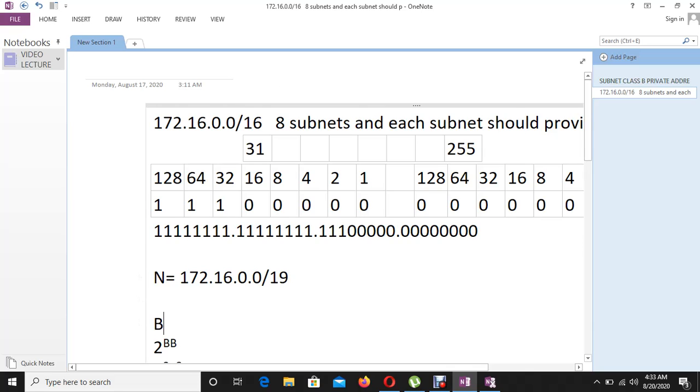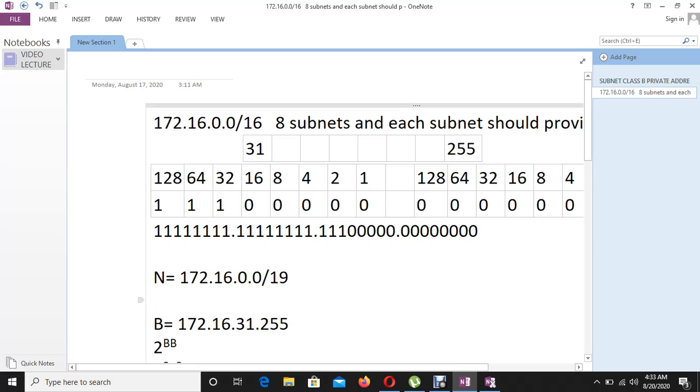Now we get the broadcast address right here. The broadcast address for this network would be 172.16. Well, it's not going to be 0, but it's going to be 31 plus 0, and 255 plus 0 right here. So that's what we're going to do. Now 31 plus 0 gives you 31, and 255 plus 0 gives you 255.